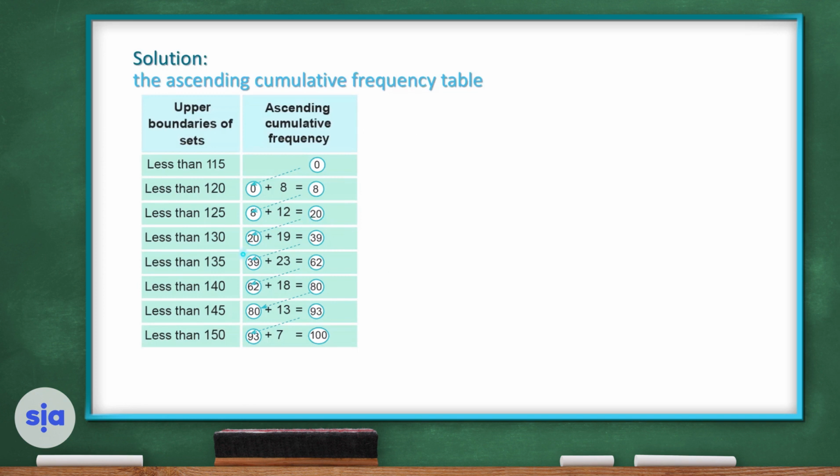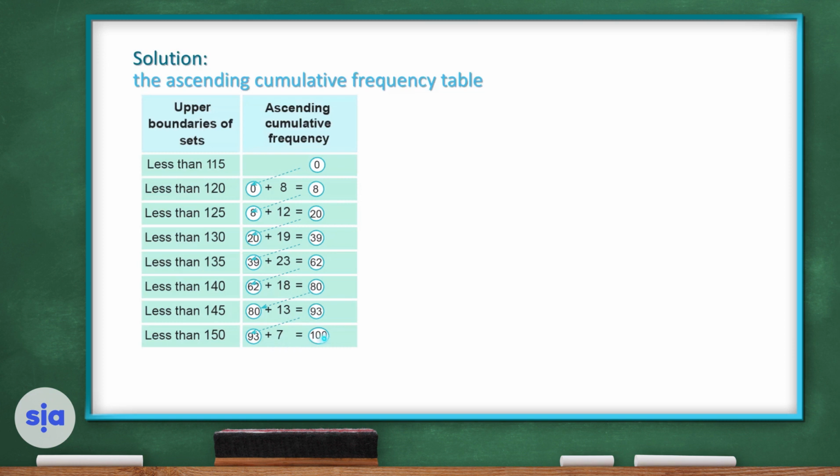Then we make 8 plus 12, that's 20. Here's the 20 plus 19, it's 39. 39, we drop it down, plus 23, 62. We drop it down, plus 18 is 80. We drop it down, plus 13 is 93. We drop it down, plus 7 is 100.